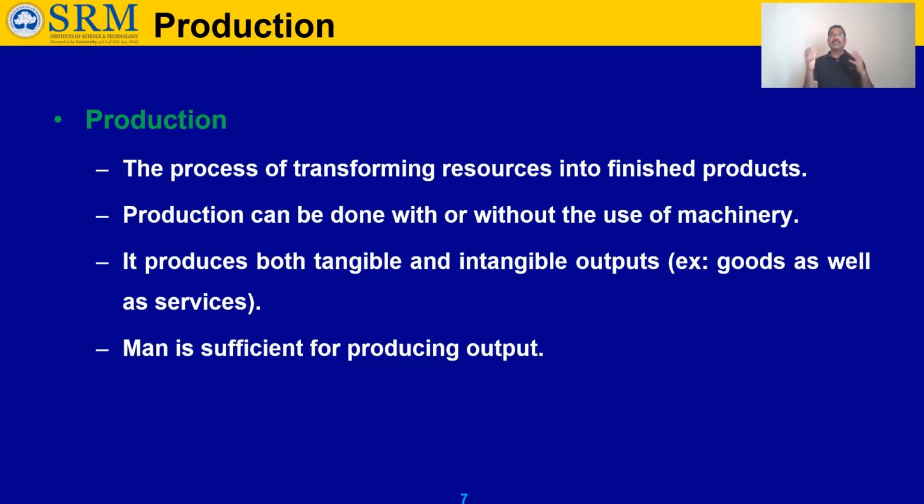Intangible outputs are services. We are able to provide services, and that also comes under production. Only man is sufficient. Machinery is also there, and it's good; with machineries we can do it, but without machineries we can also do the production. Man is sufficient for producing output. So production is a process of transforming resources into a final product. It can be done with or without the use of machinery. It produces both tangible and intangible outputs, for example goods as well as services, and man is sufficient for producing the output.